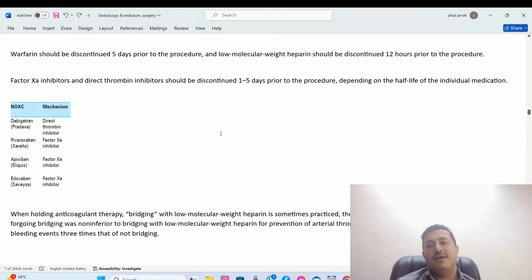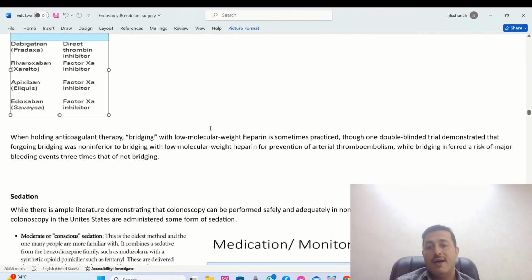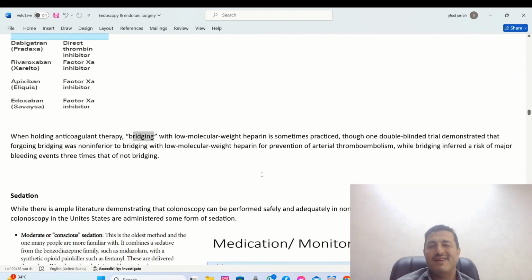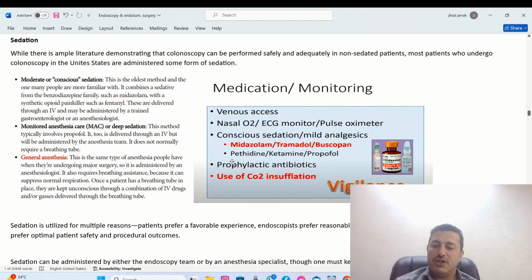The direct thrombin inhibitors and factor Xa inhibitors, if you want to know what I'm talking about: Pradaxa, Dabigatran, and Xarelto, Eliquis, etc. These agents should be stopped 1 to 5 days depending on the agent. This is why I said in the beginning that we need consultation from our senior medical colleague. As we said, bridging sometimes is not advisable. Okay, let's move to sedation.